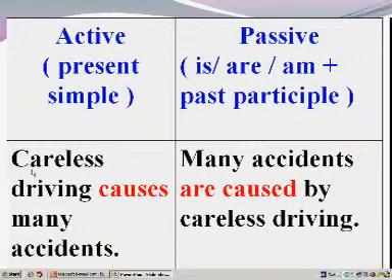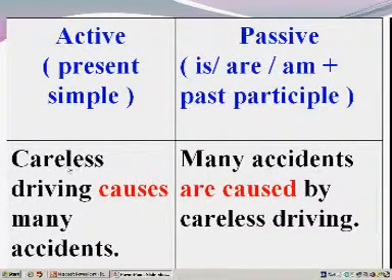If we give a sentence in the active form, such as careless driving causes many accidents, so, in order to get a passive form, what should we do? The first thing, we should decide on which word is the object. Look again at the sentence. Careless driving, this is the subject. Causes, this is the verb. Many accidents, these two words, of course, are the object of the sentence.